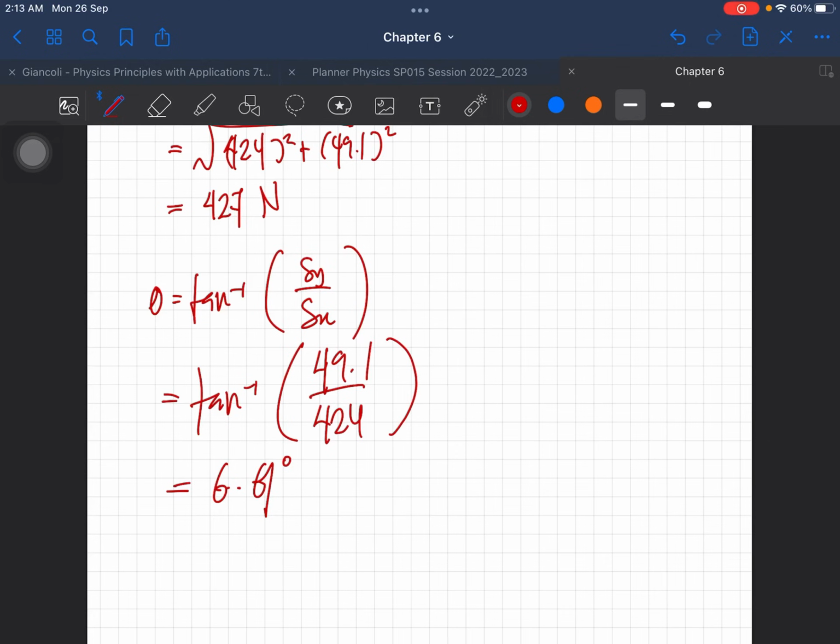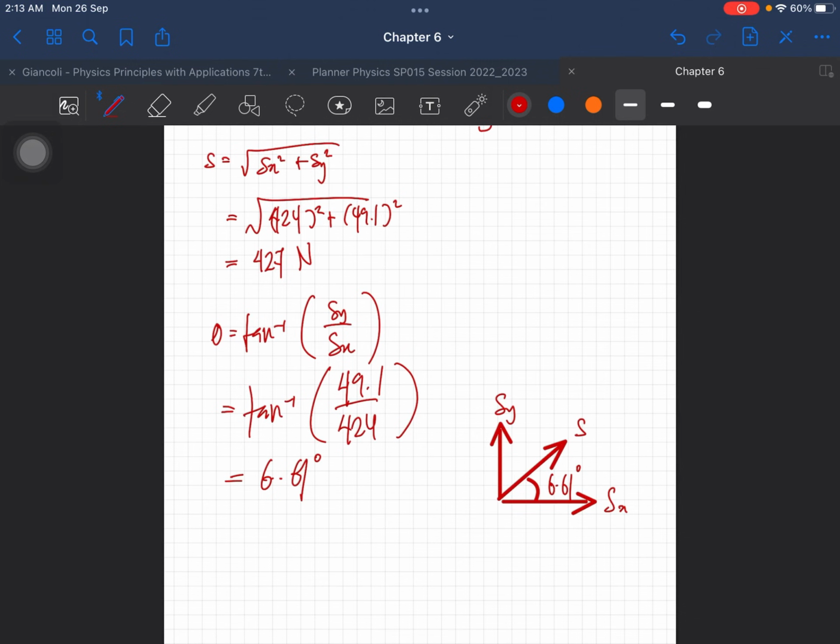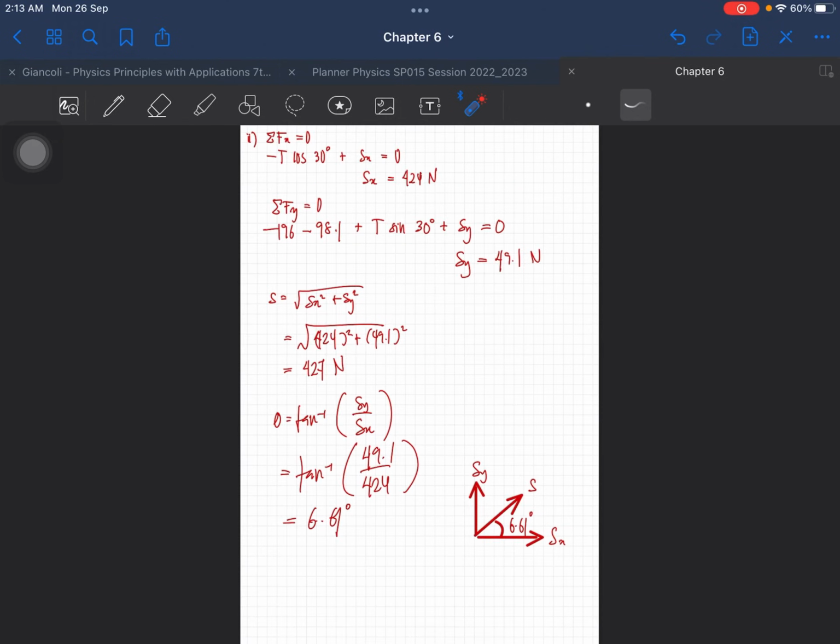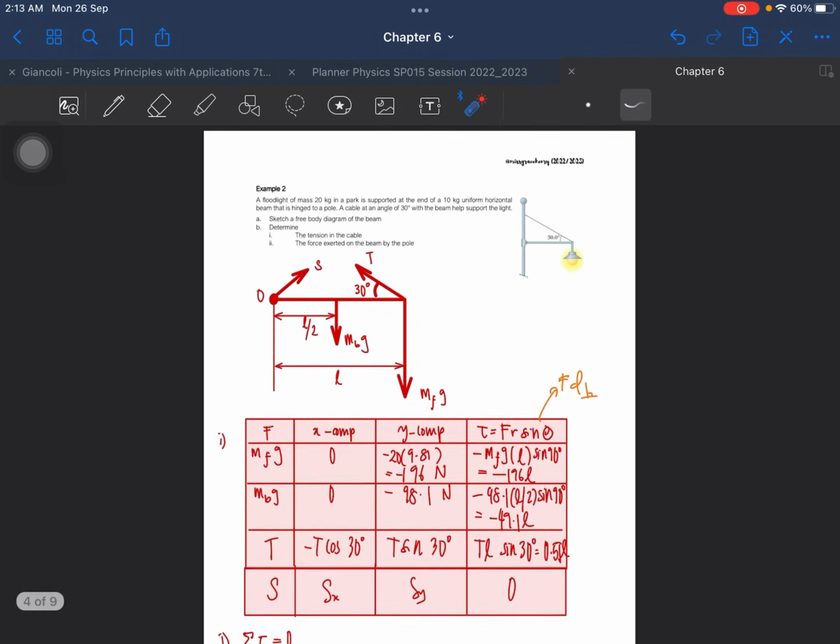So always remember that the angle is being measured from the horizontal axis. So basically this is your S just now, this is your Sx, this is your Sy. So this is your angle. This is 6.61 degree as Sx, Sy. Okay, all right. You can either draw this diagram or you can write down above the horizontal x-axis macam tu je. Okay, all right. So that is example number 2.